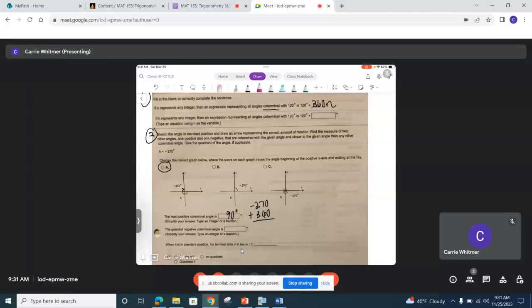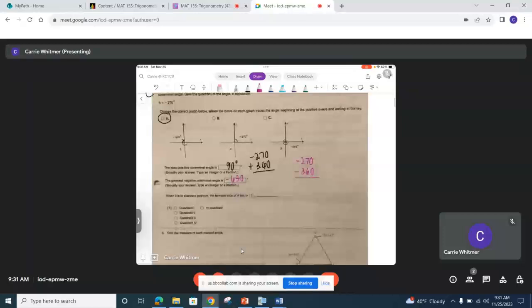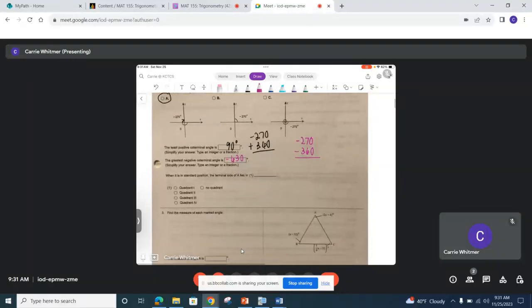And then to find the greatest negative, I'm going to take negative 270 and subtract 360. And so that will give me negative 630 degrees for that part. Okay. So when your angle is in standard position, the terminal side does not lie on a quadrant. And that's because the terminal side is here at the positive y-axis, and so that is not a quadrant.